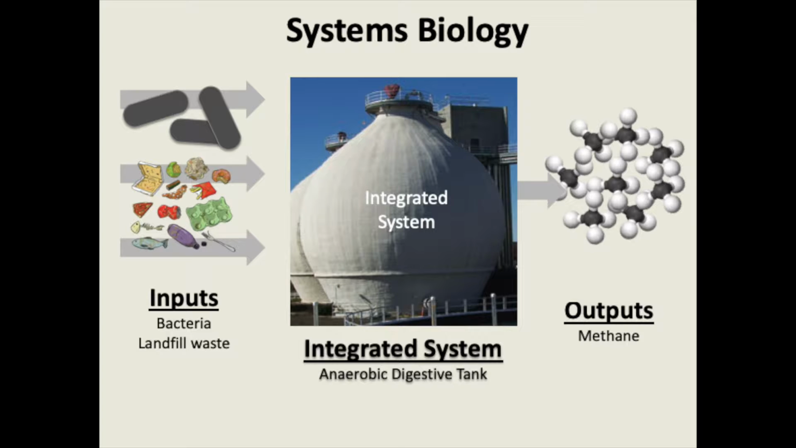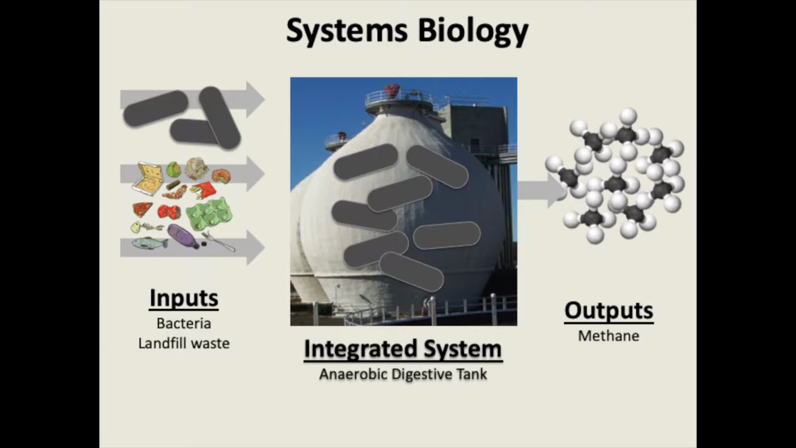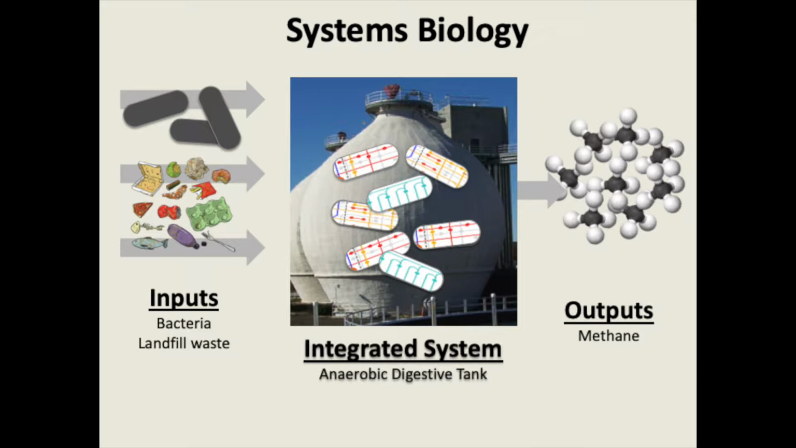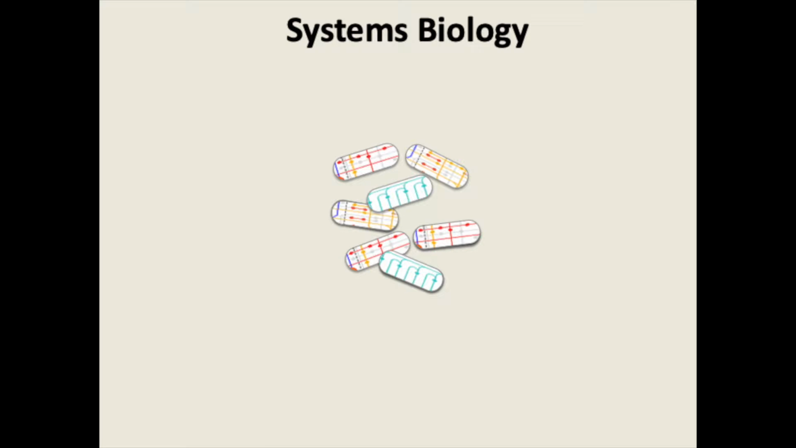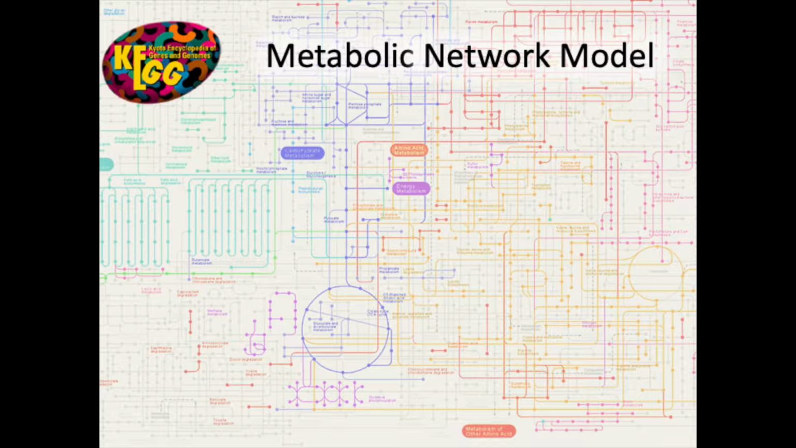Now, if we look inside this integrated system, we see some important parts, such as the organisms called methanogens that perform this degradation of the inputs. And inside these methanogens are the underlying metabolic networks that provide this functionality. Let's take a closer look at these metabolic networks. In my work, I have focused on microbial organisms whose metabolism can be modeled using a network. In these networks, or graphs, the nodes are compounds and the edges are chemical reactions.